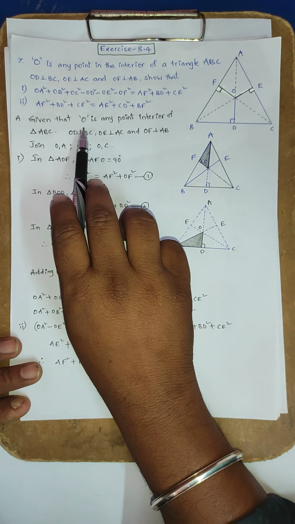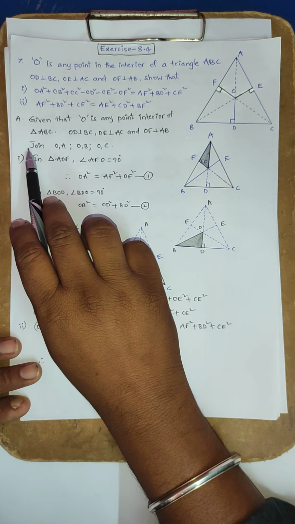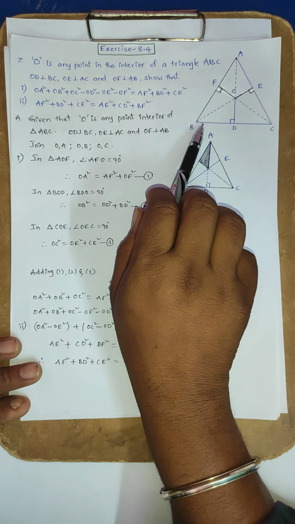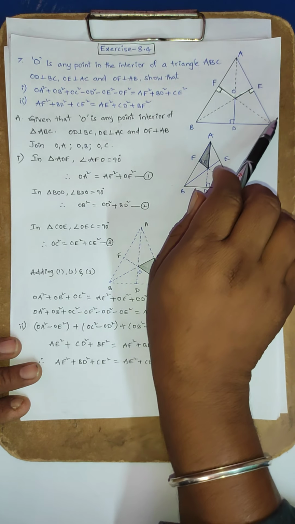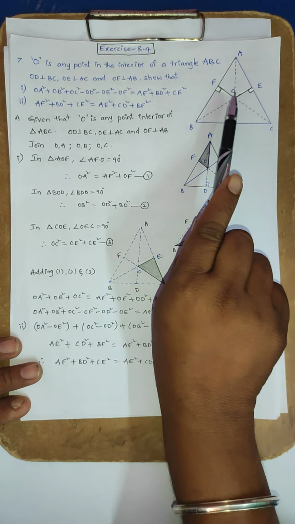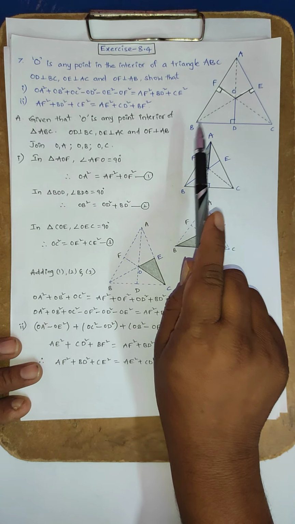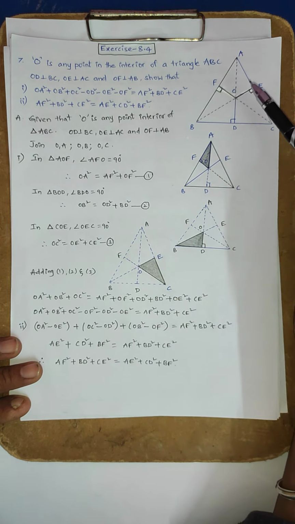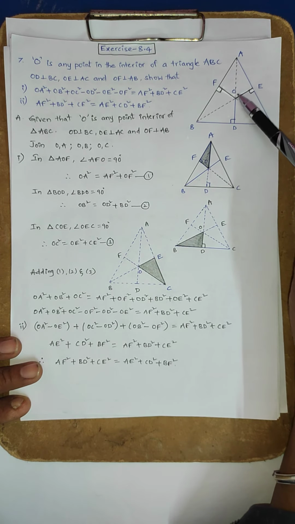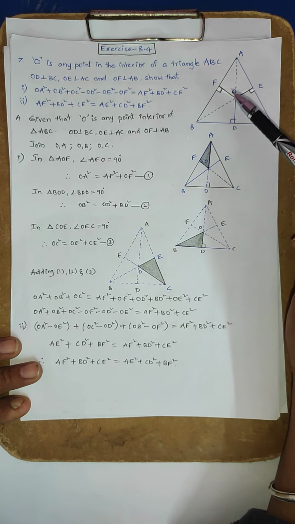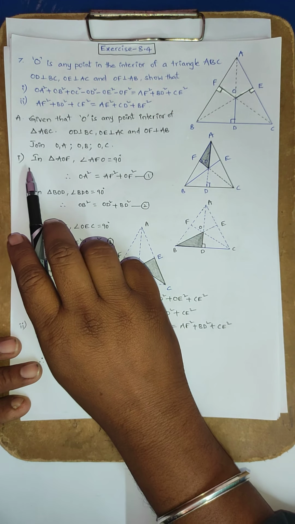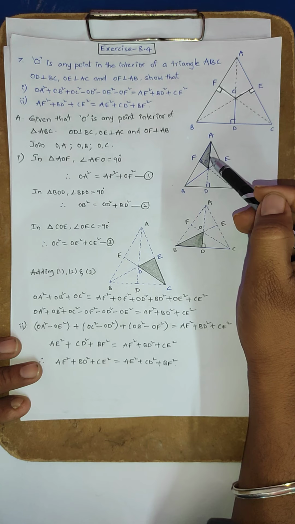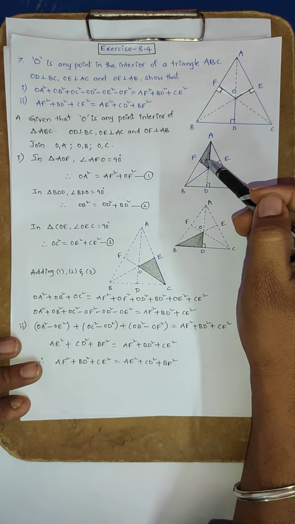Given that O is any point in the interior of triangle ABC, clear. OD perpendicular to BC, OE perpendicular to AC, OF perpendicular to AB. Then join the remaining sides: join OA, join OB, join OC. Next, in triangle AOF, this upside left triangle we have taken.